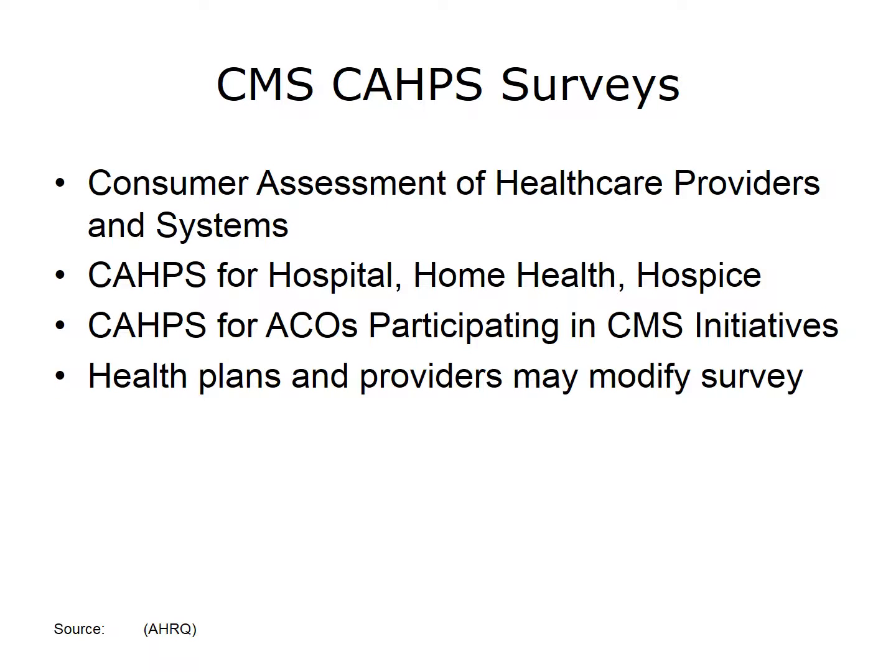CAHPS stands for Consumer Assessment of Healthcare Providers and Systems. CAHPS includes a group of surveys to obtain data from healthcare consumers on their experiences with services in different settings. For example, settings would include hospitals, home health, and hospice, as well as individuals and groups participating in CMS initiatives, such as ACOs. The Agency for Healthcare Research and Quality oversees CAHPS survey development and approval by the CAHPS Consortium.